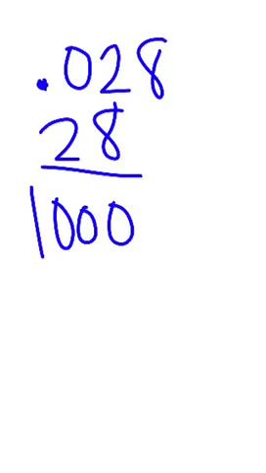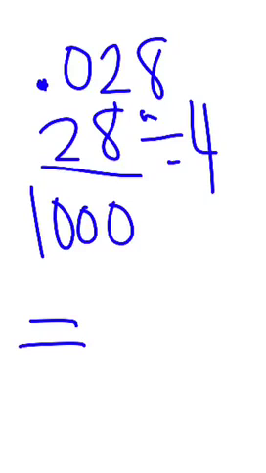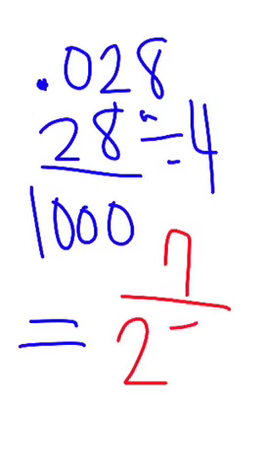Again, we can use 4 to reduce each number by. So our final simplified answer is 7 over 250. This concludes this particular video on converting fractions and decimals.